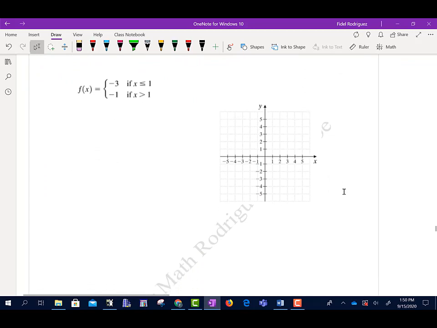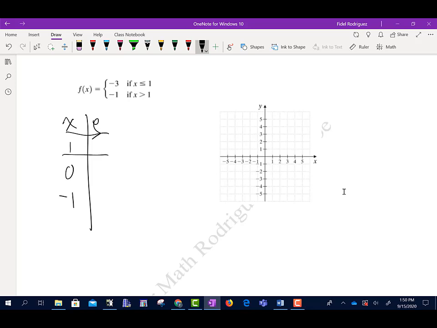All right, so let's try another one here. It says f of x is equal to negative 3 when x is smaller than or equal to 1. So 1, 0, negative 1. What is the function going to be equal to? It's always going to be negative 3. So at 1, I'm going to come down here to negative 3. At 0, negative 3. And at 1, negative 3. So my function is going to look like this.